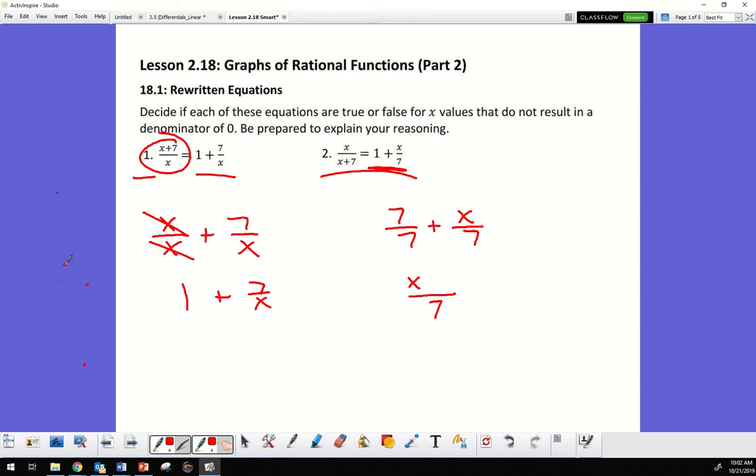Okay, there we go. x plus 7. So now, is that the same as saying x over x plus 7?